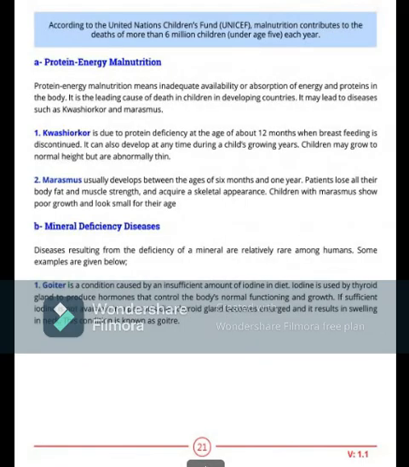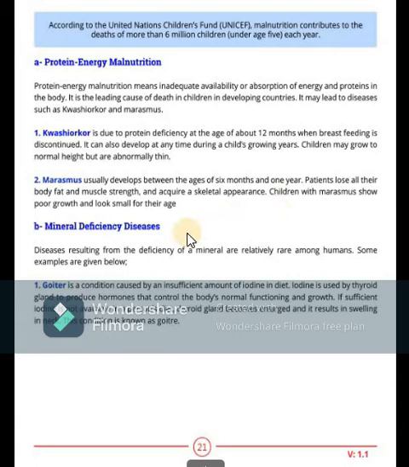The first thing, protein energy malnutrition, causes two main diseases, that is Kwashiorkor and marasmus. Kwashiorkor is due to protein deficiency at the age of about 12 months when breastfeeding is discontinued. It can also develop at any time during a child's growing years. Children may grow to normal height but are abnormally thin. Marasmus usually develops between the age of 6 months and 1 year. Patients lose all their body fat and muscle strength and acquire a skeletal appearance.